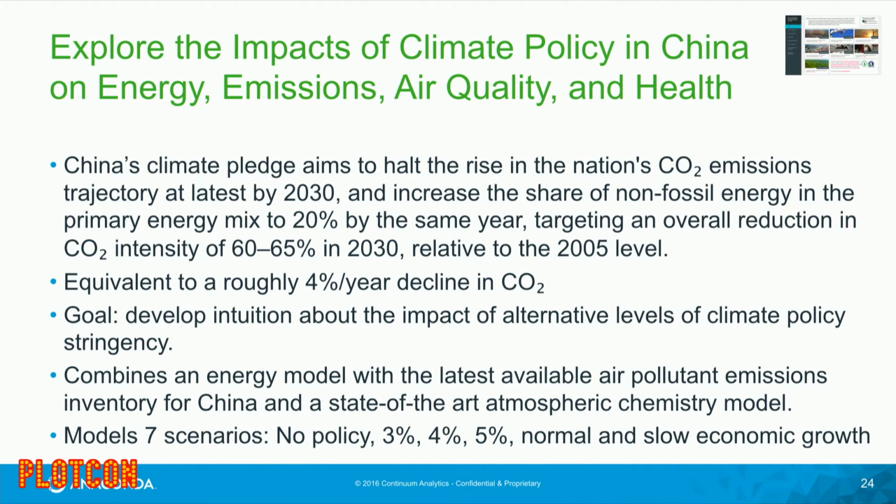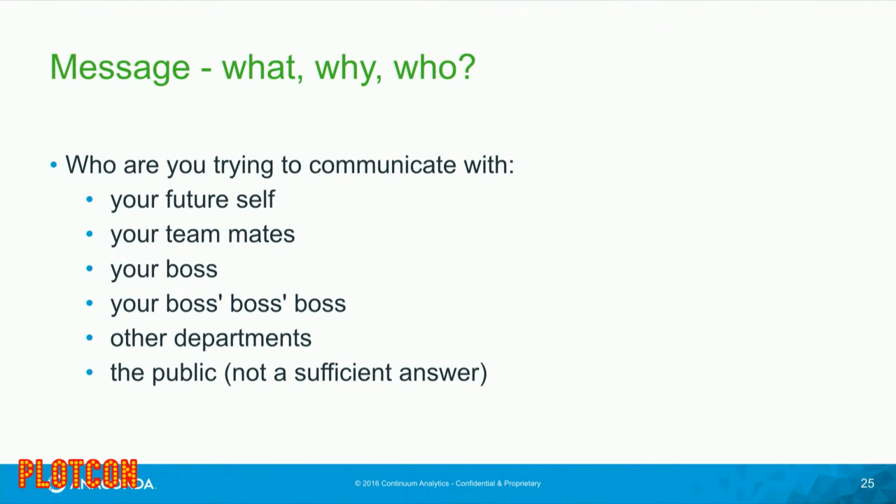And this work is just epic. It's a team of grad students. It combines an energy model with air pollutant emissions inventories, and then they take the outputs of those models and stick them in a state-of-the-art atmospheric chemistry model that takes another 2 days to run. It's a big piece of work. And so luckily, I'm not going to explain it all to you in the next 17 minutes. But what I was coming in to do was to help try and explain their findings.